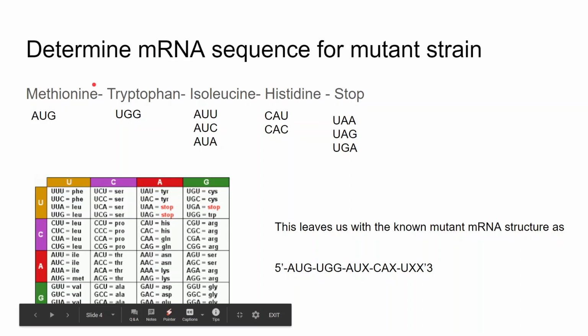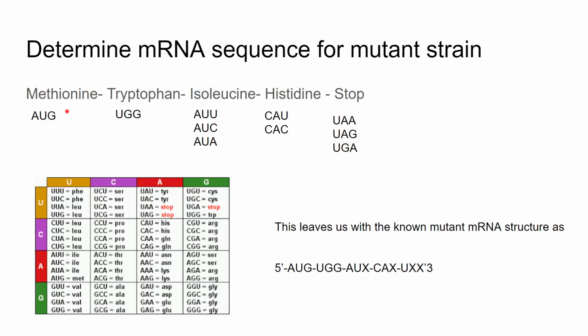Next, we need to determine the mRNA sequence for the mutant strain, which begins with methionine, which would be AUG, tryptophan, which would be UGG, isoleucine, which could be either AUU, AUC, or AUA, histidine, which could be either CAU or CAC, and a stop codon, which could be UAA, UAG, or UGA.